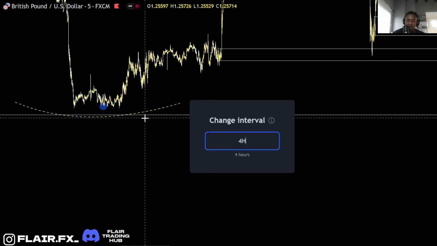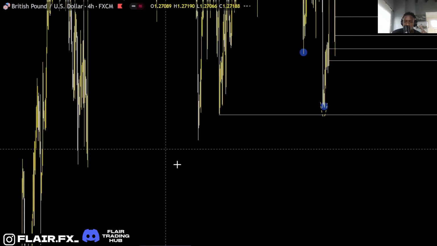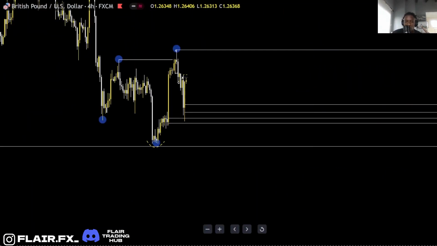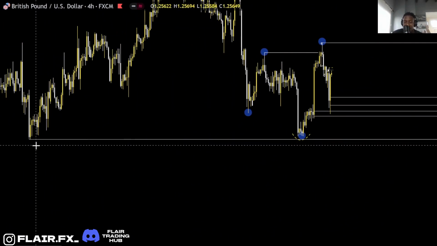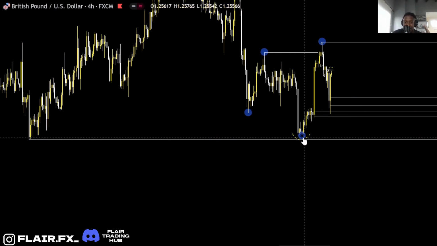Let's go to the 4-hour time frame, right? It's always very important to start your analysis on the 4-hour time frame so you can understand where we are, right? This low, I was anticipating it to be broken. Price came and it didn't. Hence why I marked it out like this, because I know it's a strong low.